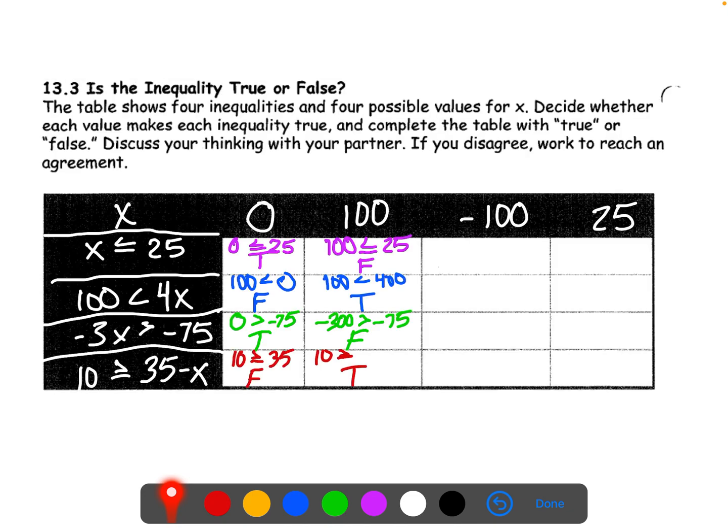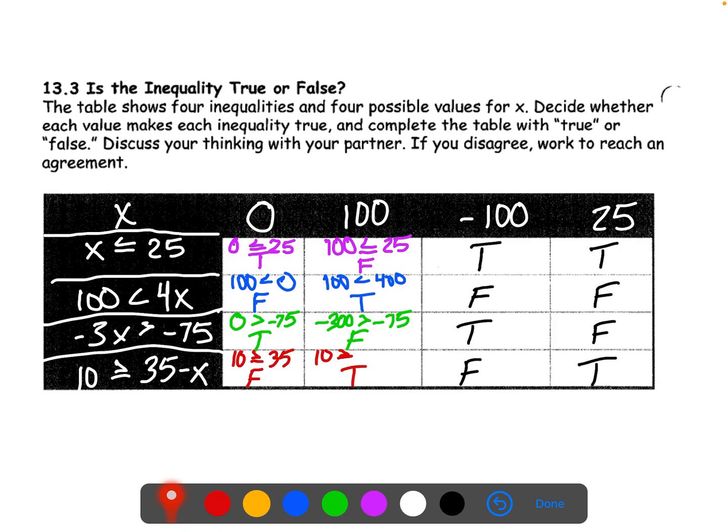Okay, hopefully what you found, let me go ahead and fill these in for you, is the values for negative 100 are true, false, true, false. And then if x was 25, it would be true, false, false, true.